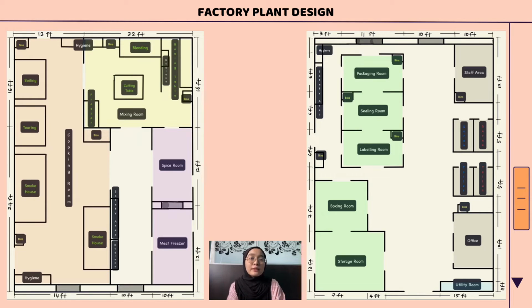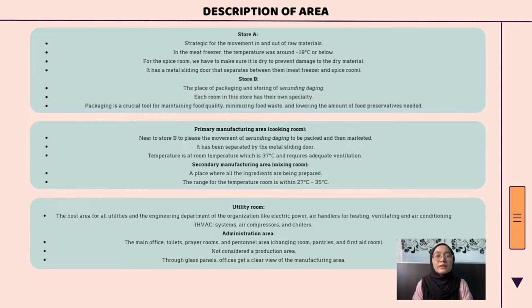Every area that has been designed in this factory has been systematically planned to ensure that all work done in the factory is managed properly and there are no barriers that could result in losses. The area of this factory is 34 times 40 feet. So now I will tell the description of each area in our plan design. I will start with the pre-cooking area.